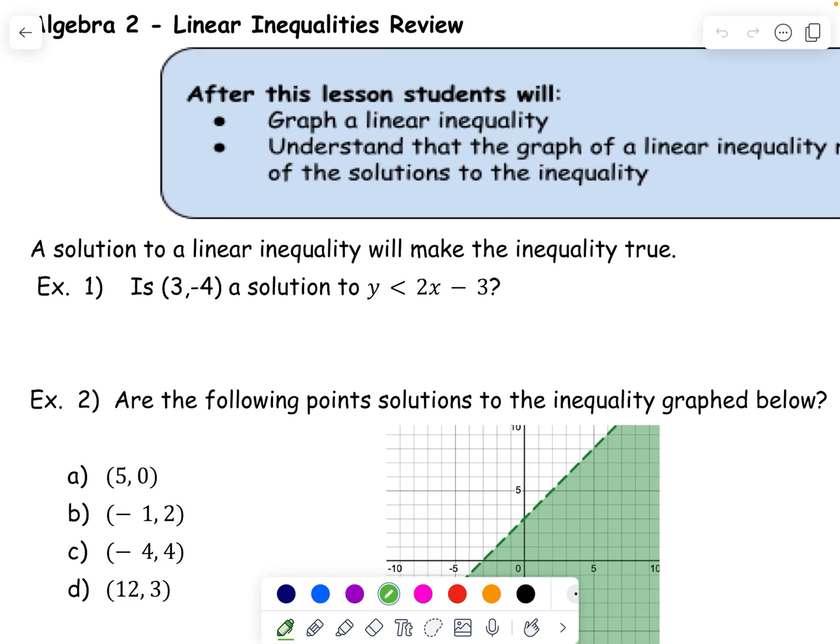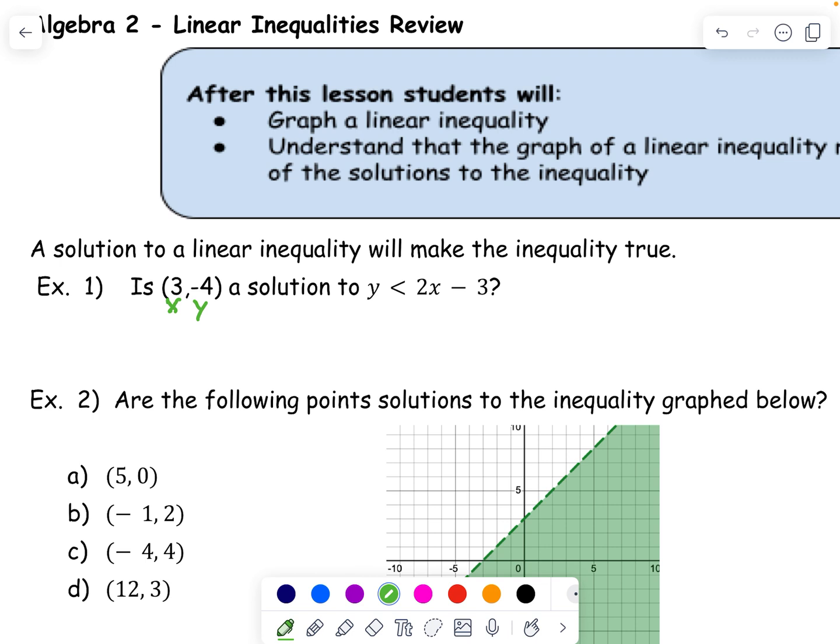Okay, so this example says, is (3, -4) a solution to this inequality? Pause the video and decide what you think. All right, well, if you said yes or if you said no, I'm hoping that you have something down on your paper to stand behind your answer. But let's see what we are going to do.